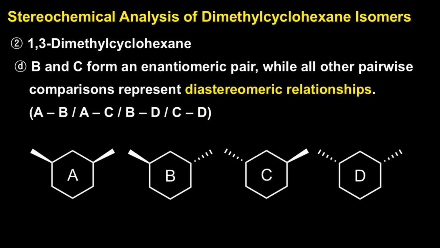So overall, 1,3-dimethylcyclohexane gives us a much more interesting stereochemical picture. We've got meso compounds, enantiomers, and diastereomers all in one set of isomers. And that's what makes this isomer more complex than 1,4-dimethylcyclohexane.